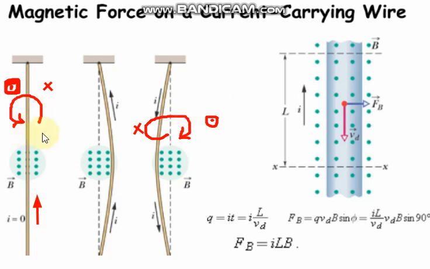Now in the next case, if we consider the same wire but it is carrying a current I in the upward direction, then as you can see here, it is pushed towards the right due to the magnetic force acting on this wire. Now let's see why it is pushed towards the right.